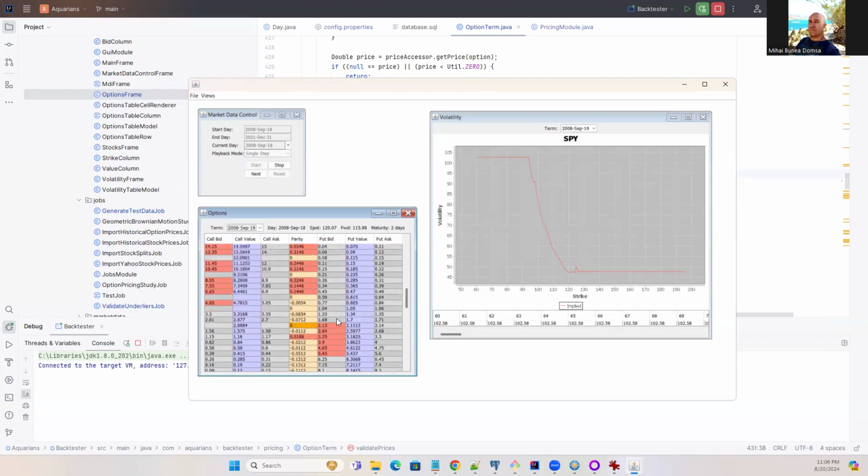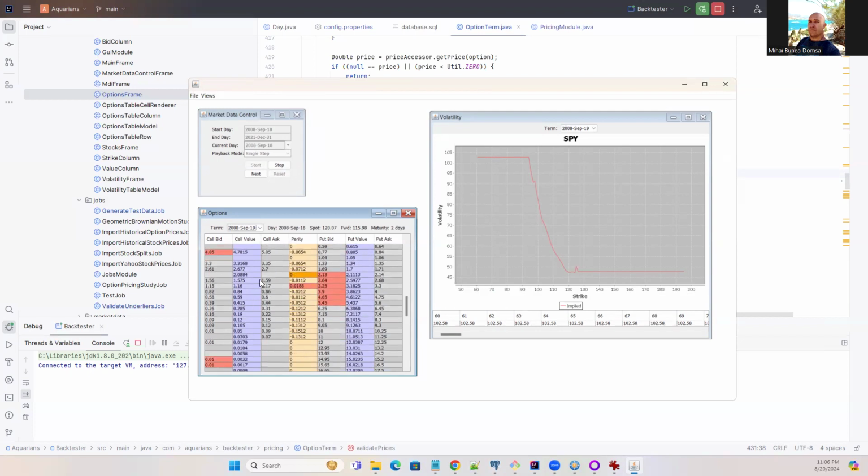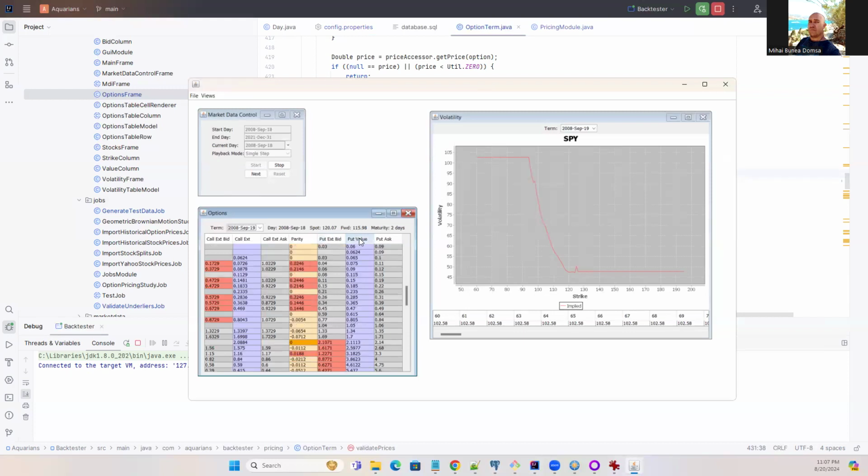What are the extrinsic values? For out of the money options, the extrinsic value is actually the option value. It doesn't have any intrinsic value. For in the money options, it's the option value from which you subtract the difference between strike price and the spot. By clicking on the column, I am showing the extrinsic values.